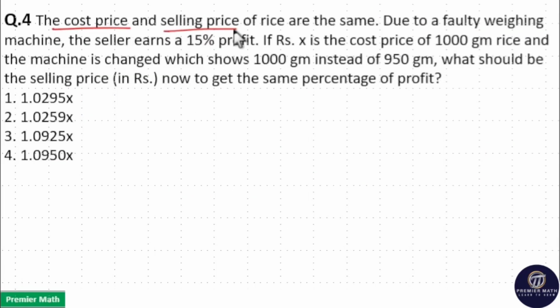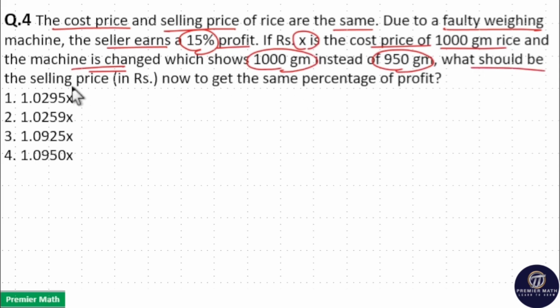The cost price and selling price of the rice are the same. Due to a faulty weighing machine, the seller earns 15% profit. If rupees X is the cost price of 1000 gram rice and the machine is changed, which shows 1000 gram instead of 950 gram, what should be the selling price now to get the same percentage of profit? Here in the first case, CP and SP are the same, and due to this faulty weighing machine, the seller earns 15% profit. In the second case, the machine is changed.